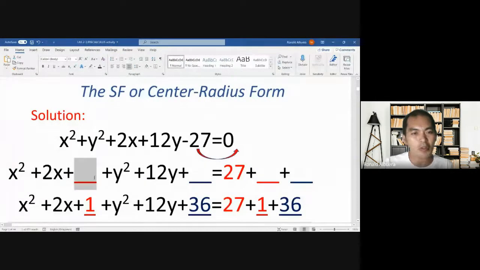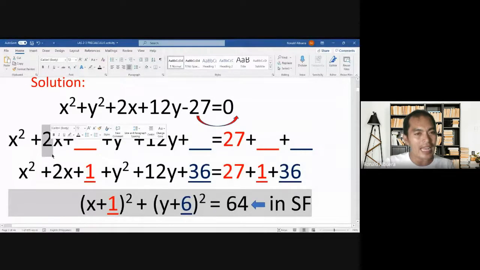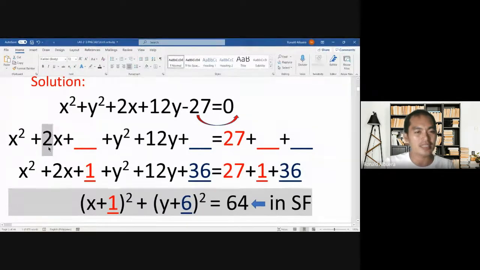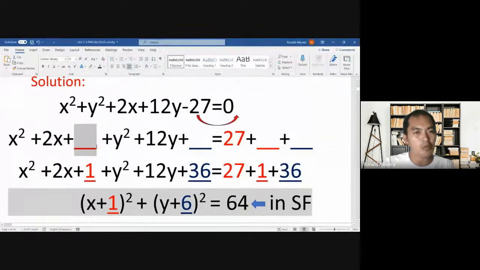Now, how do we complete this? You get the coefficient of x, then always divide it by 2. Then the answer, you need to square it. So in this case, we have 2 divided by 2 is 1. Square of 1, 1 times 1 is 1. That is why we have 1 here. And then for y, 12 divided by 2 is 6. Then 6 times 6 is 36. So we have 36 here. What will you do to 1? You add also, or you write 1 to the other side. And also 36 to the other side.